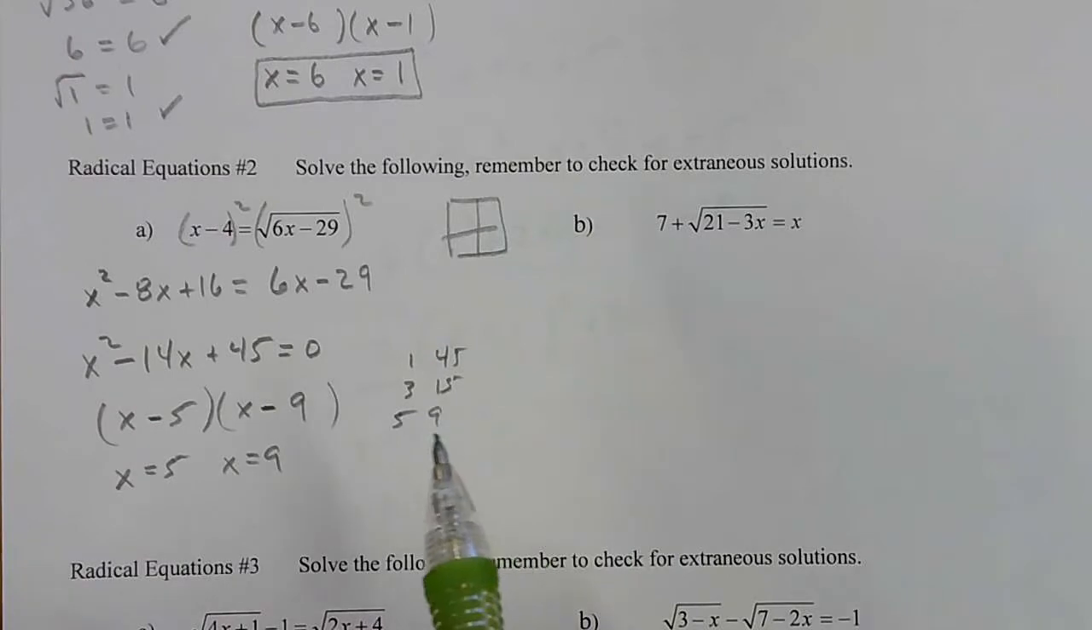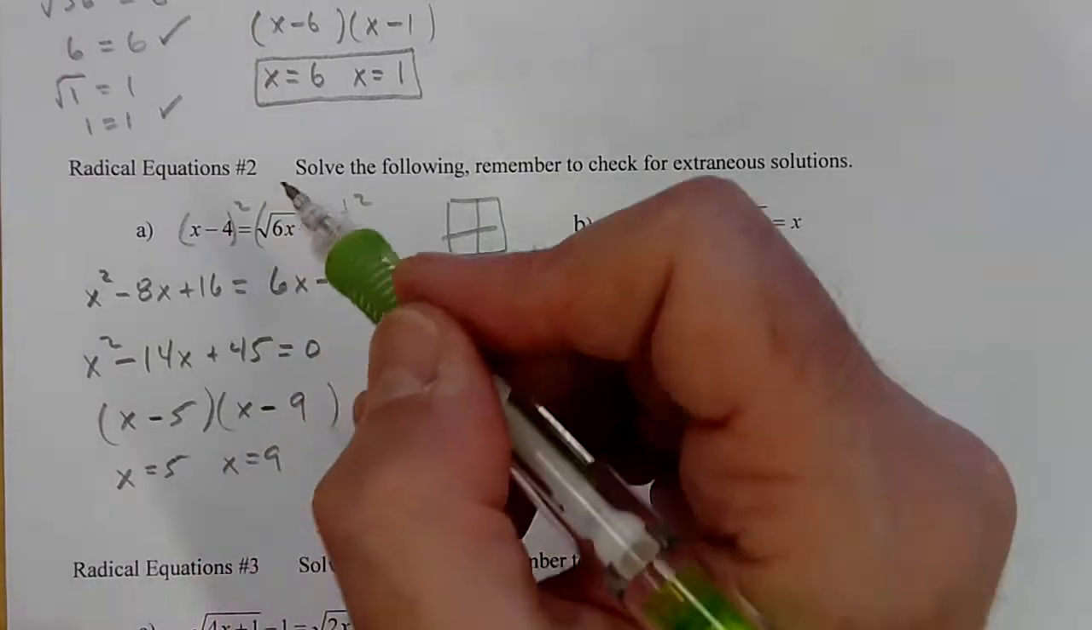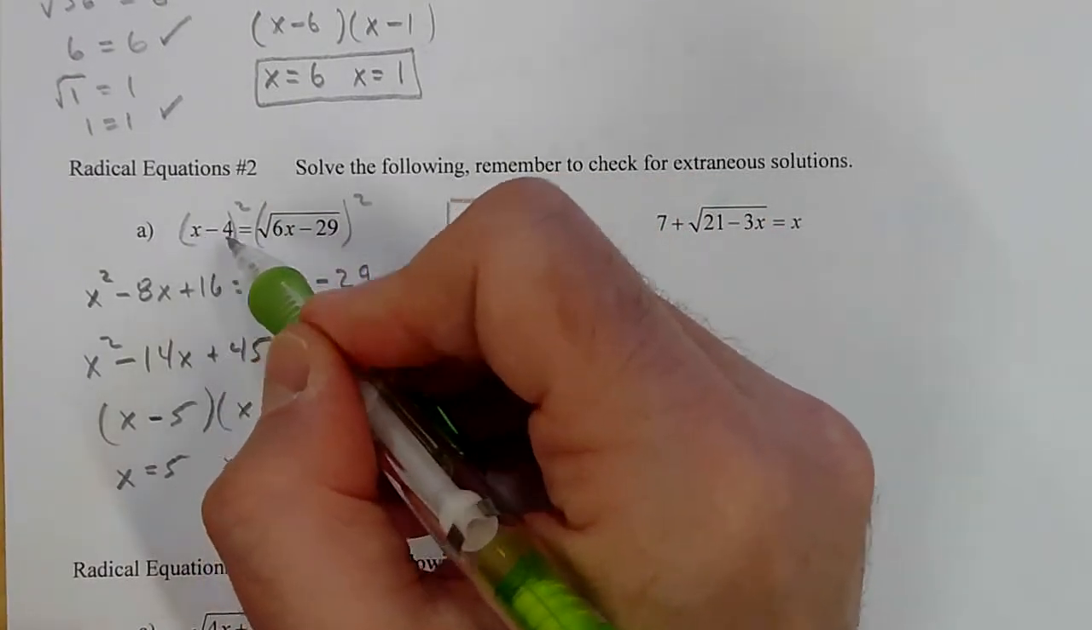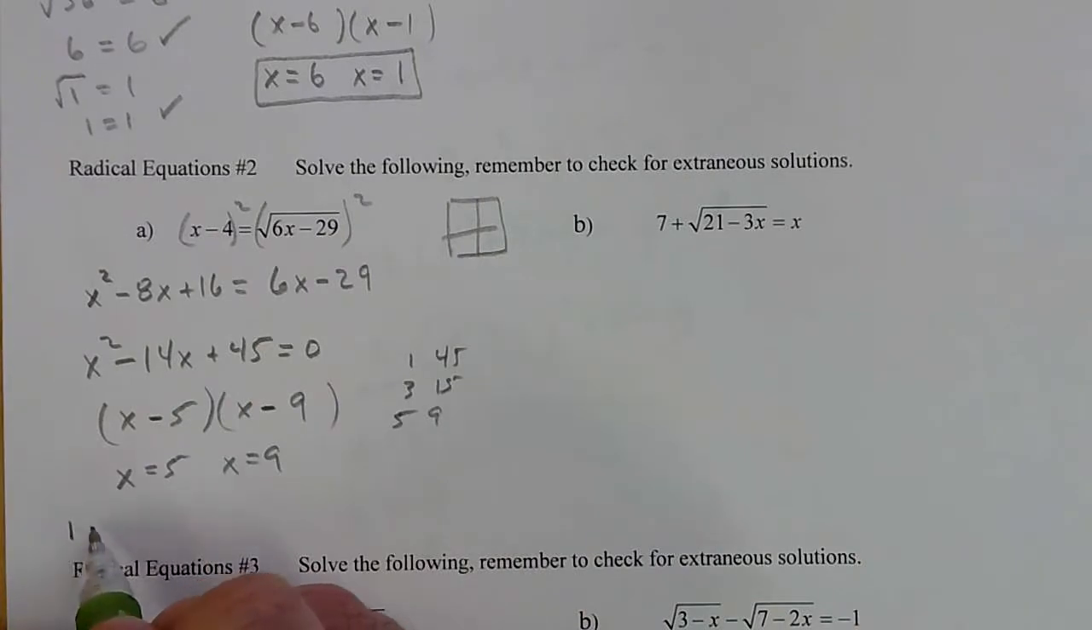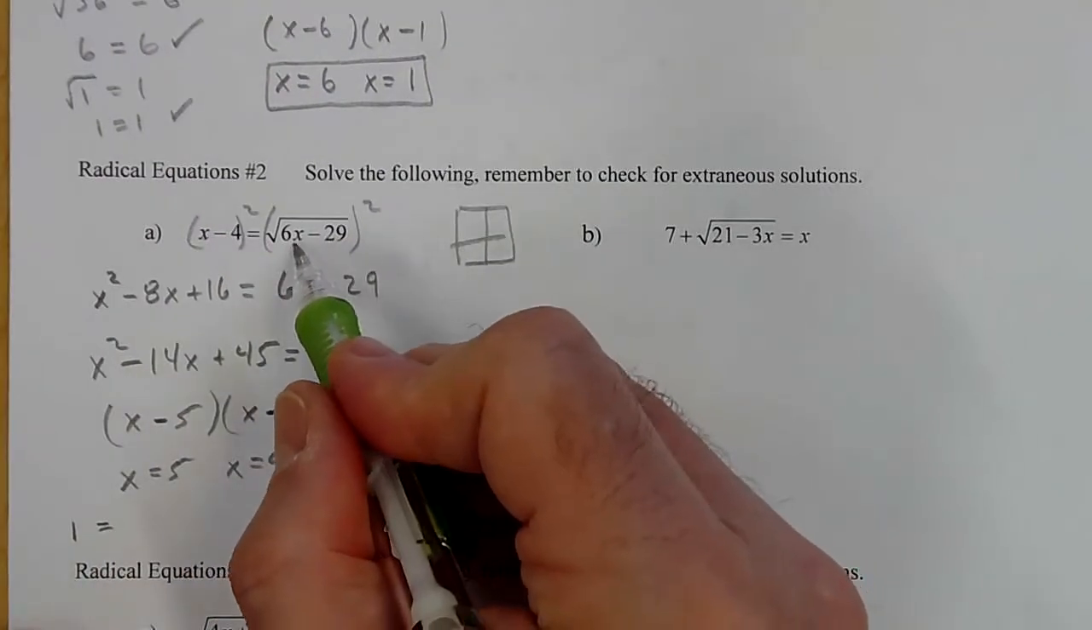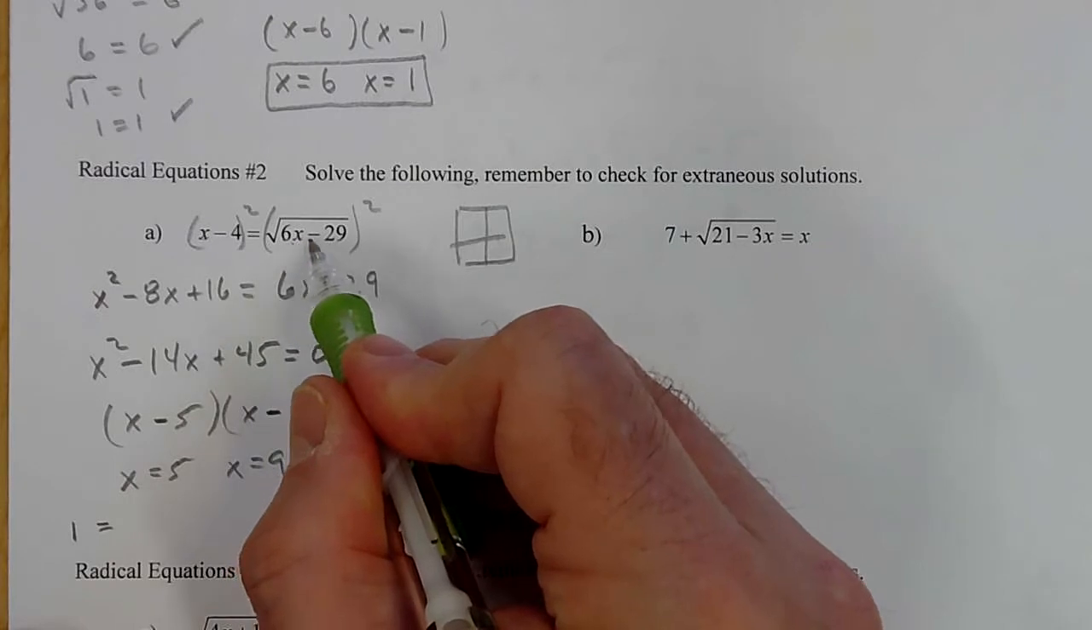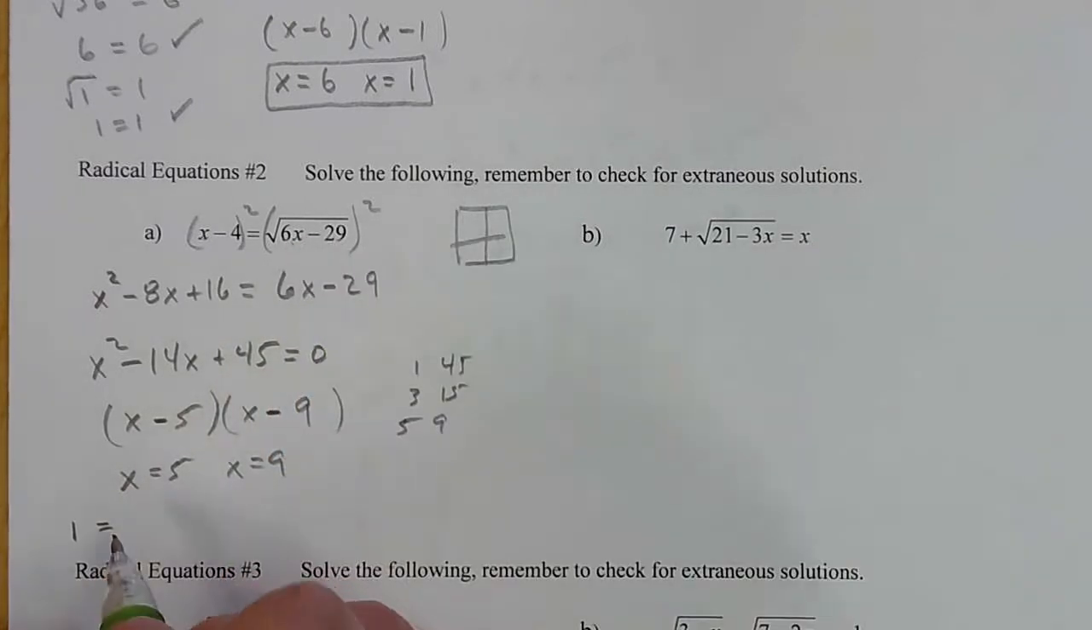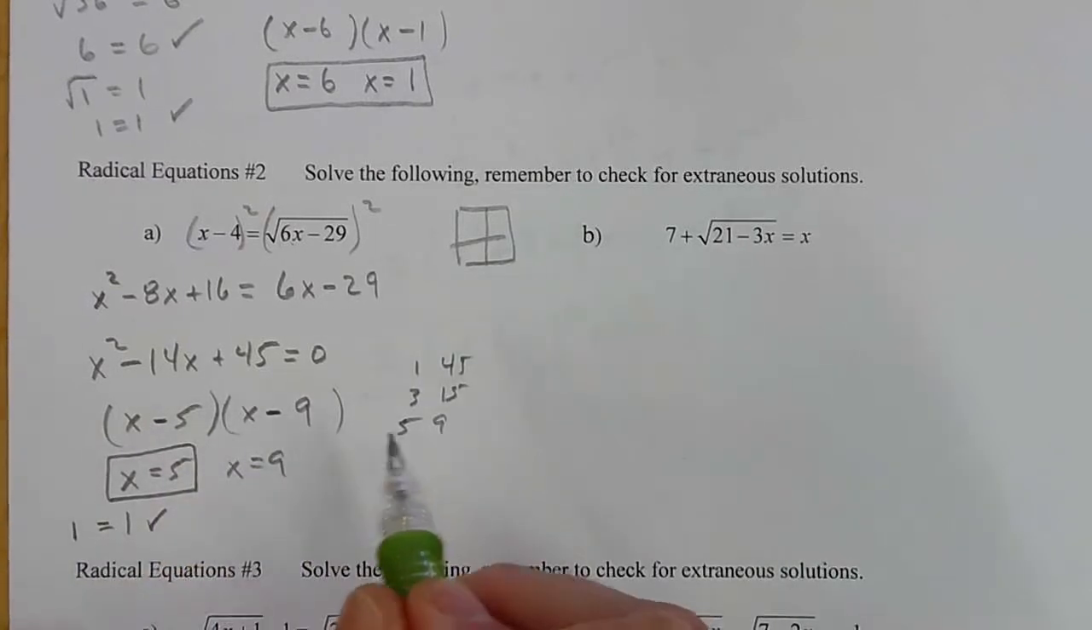And then I check to see if those work. So I head back up to here, and if I put 5 into this side, that will turn into a 1 on the left side of the equal sign. And if I put a 5 right there, 6 times 5 is 30. 30 minus 29 is 1, and then square root of 1 is 1. So that works out fine. I'll go ahead and put a box around that.